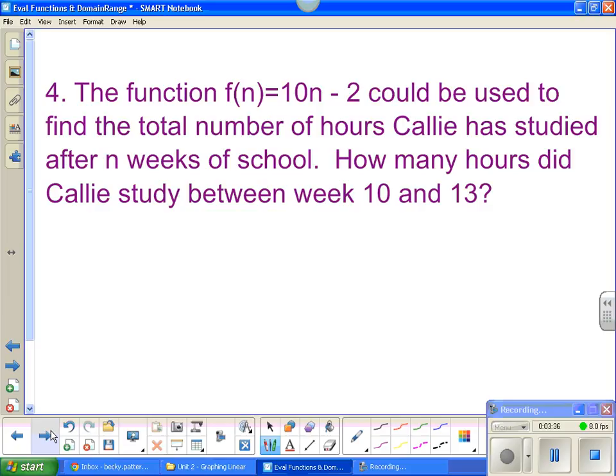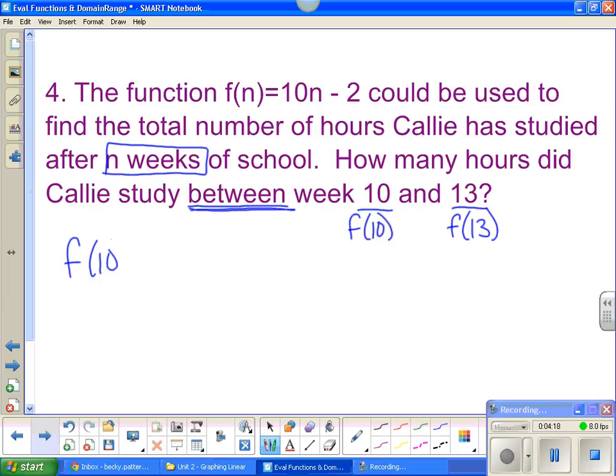The function 10n minus 2 could be used to find the total number of hours Callie has studied after n weeks of school. So again, let's focus on what the variable represents. So n is the number of weeks in school. How many hours did Callie study between week 10 and week 13? Well, between just wants the part in between 10 and 13. So what we're going to do is find f of 10 and find f of 13. And when we get those two answers, we're going to subtract them because that's the between part.